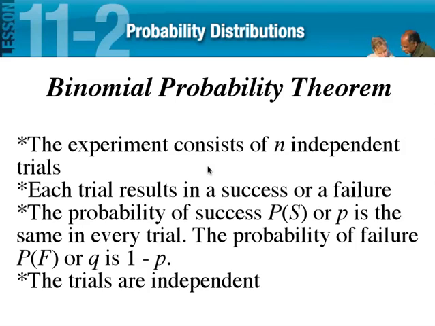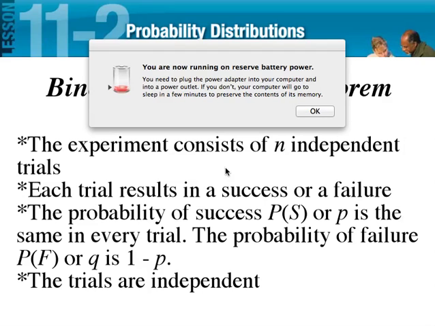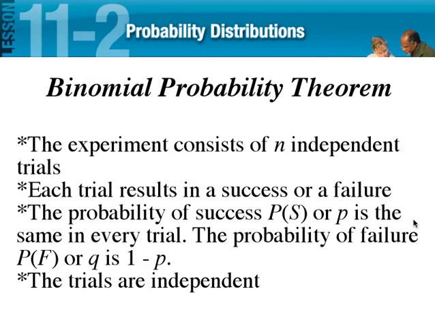For it to fit the binomial process, there are 4 characteristics that have to be met, okay? Each of these 4 things has to be satisfied. First of all, the experiment consists of n independent trials. So what that means is that the experiment, they'll tell you, consists of like 10 independent trials or 20 independent trials. Okay, but it has to be a set number.